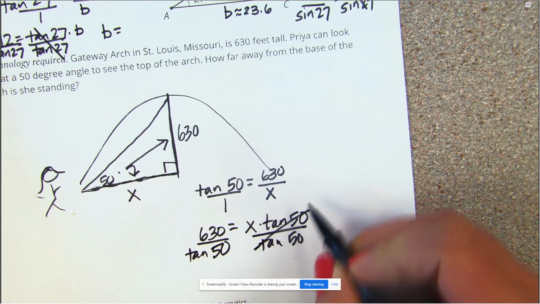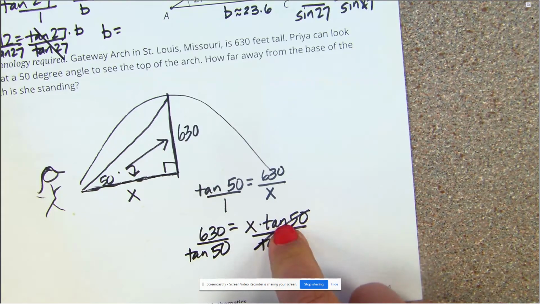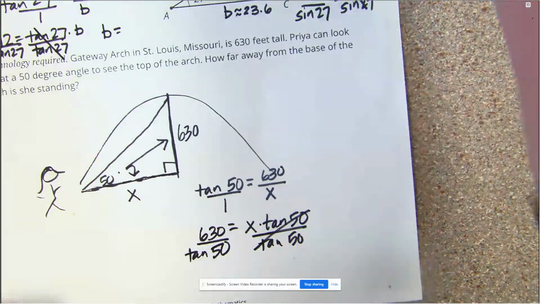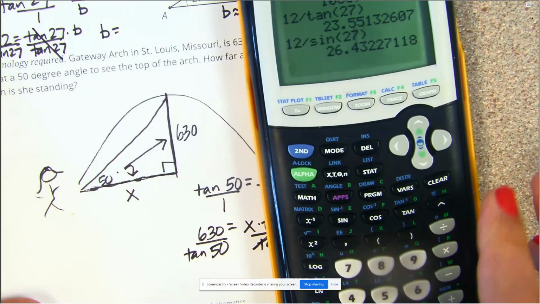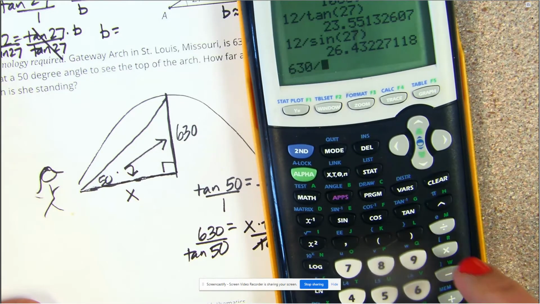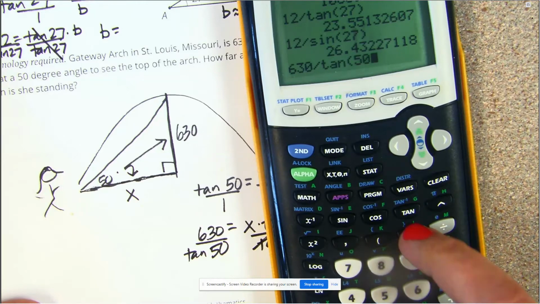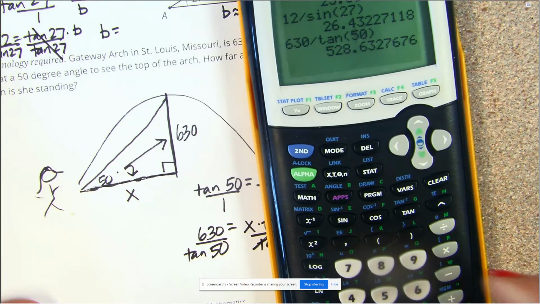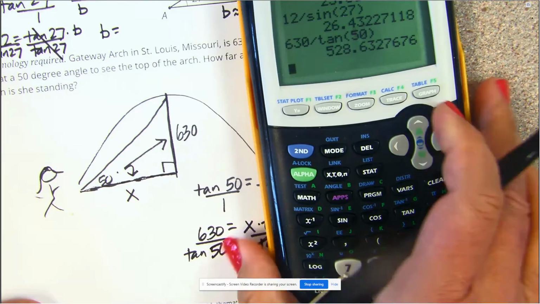Remember, all this is a ratio that's been recorded and stored in your calculator. So now we've got 630 divided by the tan of 50, about 528.6 feet.